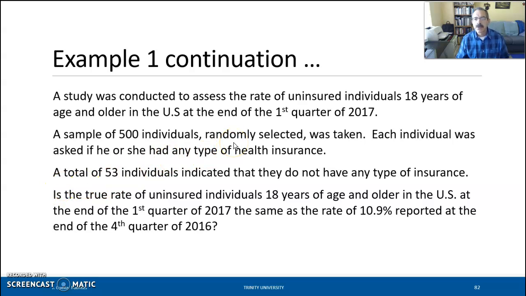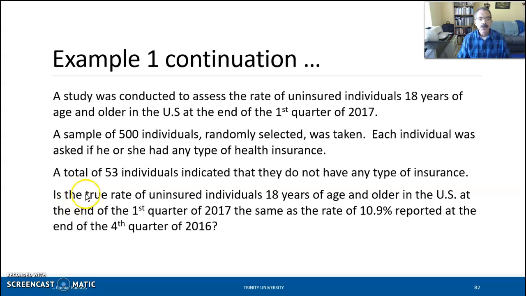All right, so we're continuing with the example we introduced in the previous segment, where a study was conducted to assess the rate of uninsured individuals 18 years of age and older in the U.S. at the end of the first quarter of 2017. We mentioned that a sample of 500 individuals were selected at random. Each individual was asked if he or she had any type of insurance. We found that a total of 53 individuals said that they had some type of insurance.